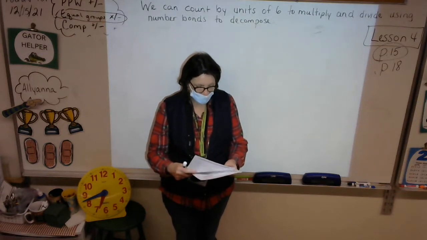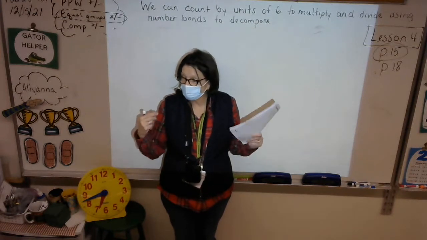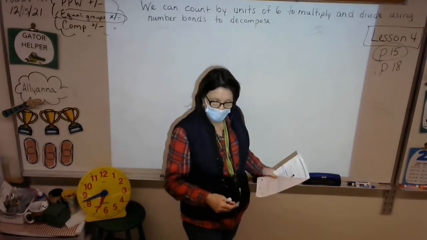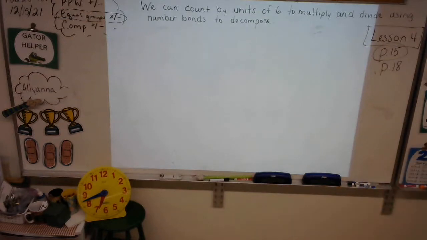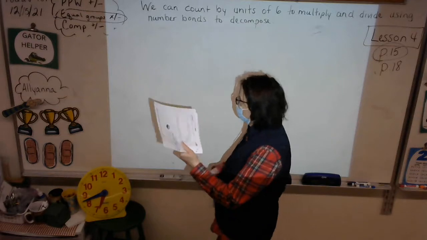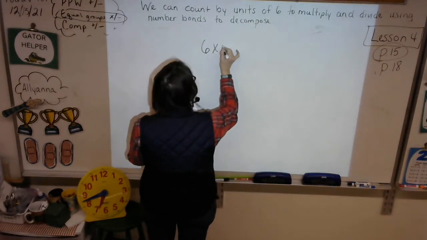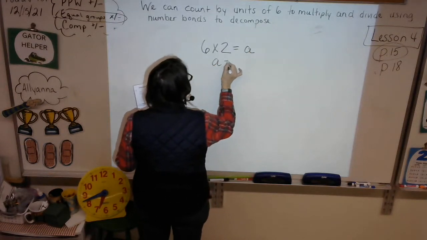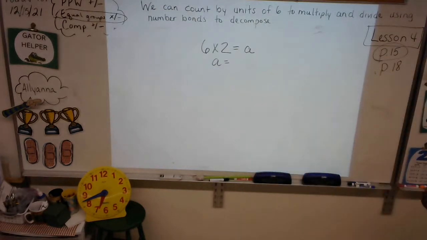Okay? So right now on your personal whiteboards, we're going to do equations with letters for the unknown. Get out your personal whiteboards and we're going to be finding the unknown with familiar facts. Go ahead and write the number sentence as I've written it, and then underneath it, write the value. So 6 times 2 equals A, and then write the value underneath.